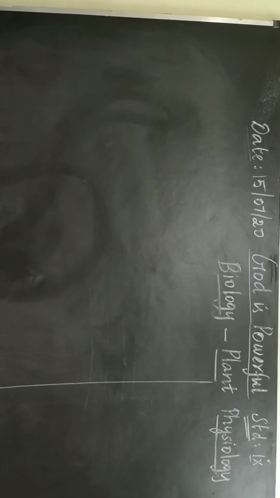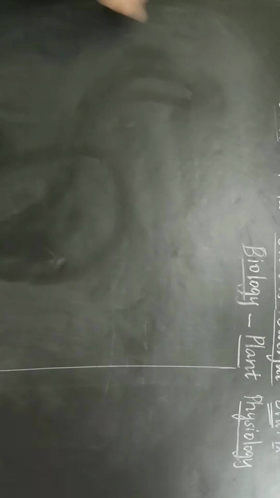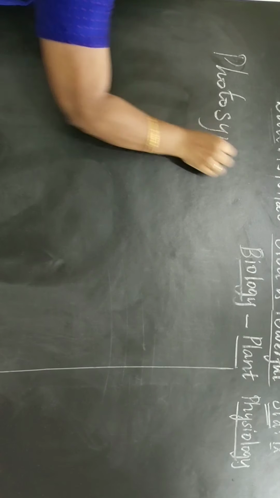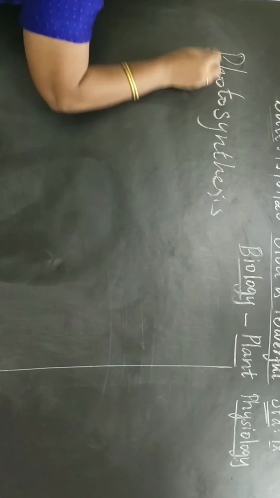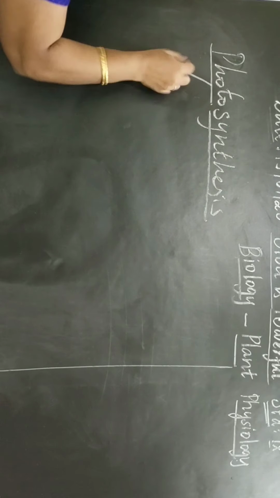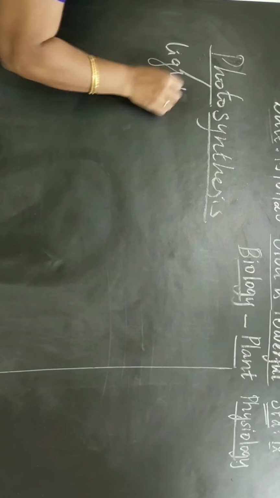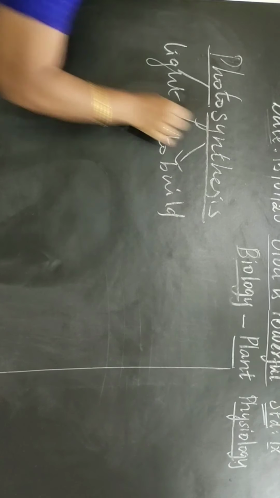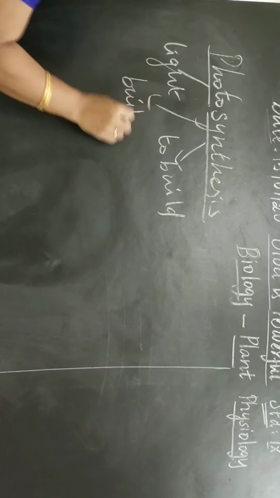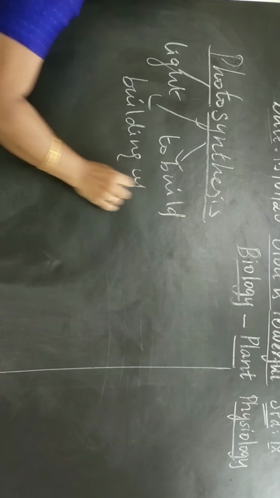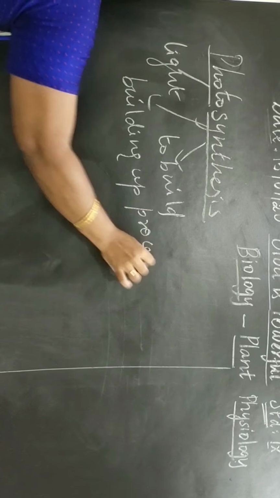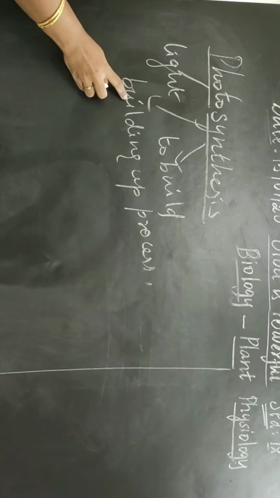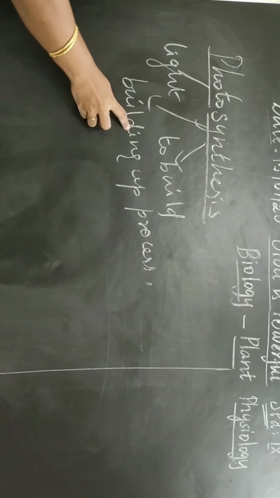Listen children, how do plants prepare their own food? Yes, through photosynthesis. What is photo? Photo means light. Synthesis means to build. So photosynthesis is a building up process. Yes, it literally means building up with the help of light.